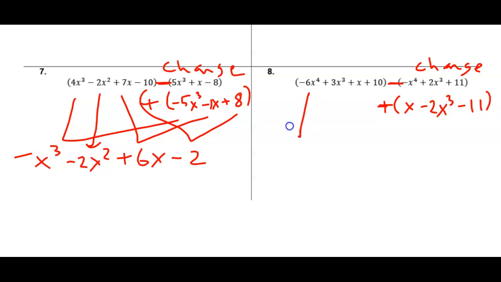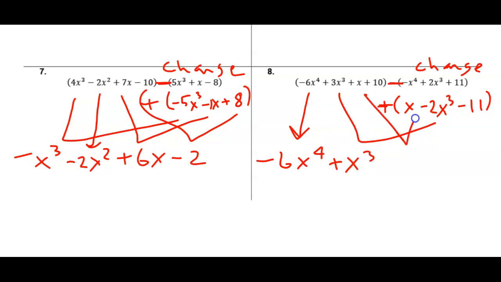Now we have 1 fourth power. We have 2 third powers. 3 minus 2 is 1 x cubed. No squareds. X plus x is 2x. And then 10 minus 11 is minus 1. All right.